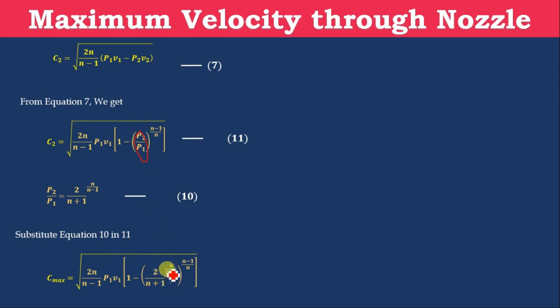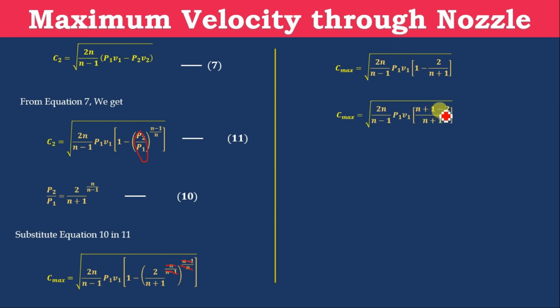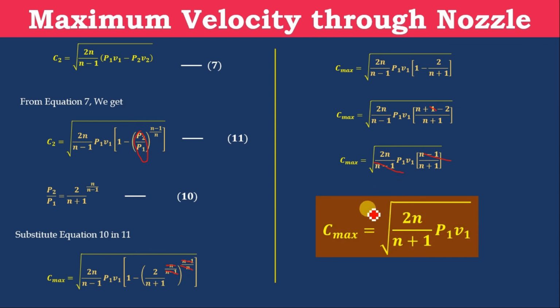So 2 divided by n plus 1 whole power n minus 1, n divided by n minus 1 whole power n minus 1 divided by n. This n cancels, this n will get cancelled. So this equation can be written as 1 minus 2 divided by n plus 1. Take LCM, we did it, n plus 1 minus 2, n minus 1. So this one will get cancelled, minus 1 will be there, that minus 1 divided by n plus 1. This minus 1 will get cancelled. The final equation will be C max is equal to root of 2n divided by n plus 1, P1 V1. So here also the maximum velocity depends only on the inlet condition of the nozzle.